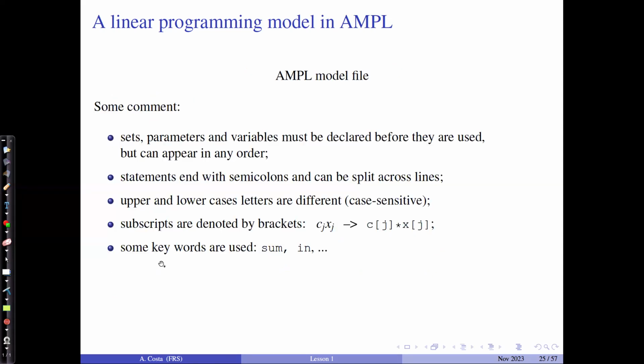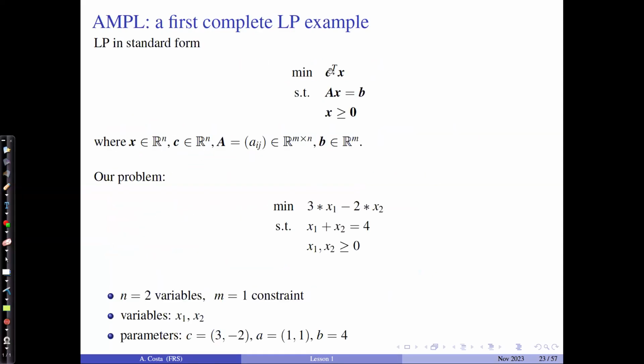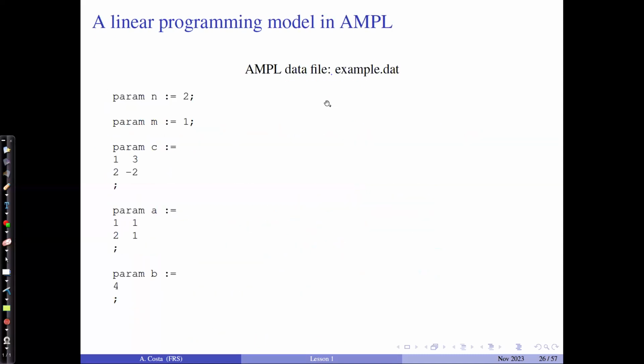Data file. Remember here, we have to define C, B, A. N and M are how many variables and constraints. This, I think, is pretty easy. N equal to 2, M equal to 1. This means what? This means that C1 is equal to 3 and C2 is equal to minus 2. So this is the way we write it in AMPL. Here you write the index and here you write the values. So when we have a parameter that is not just a single number, this is the way we write it.